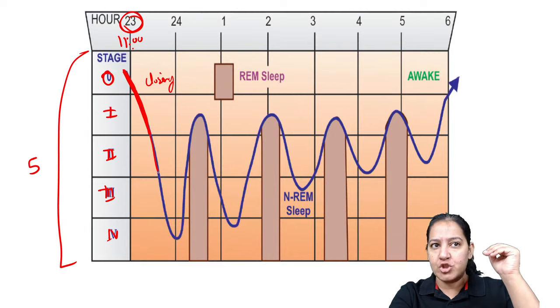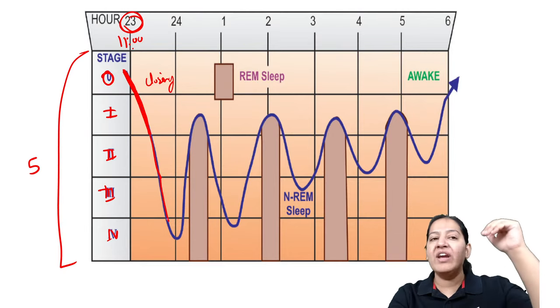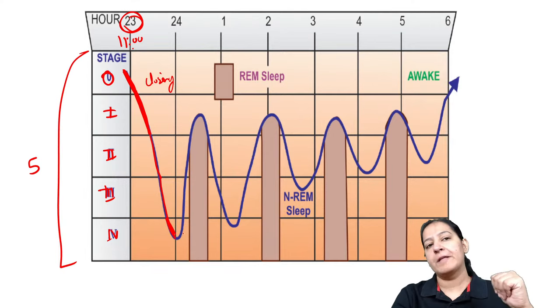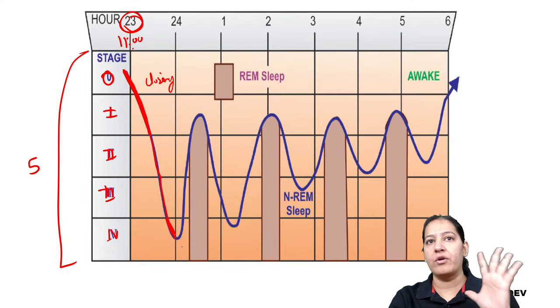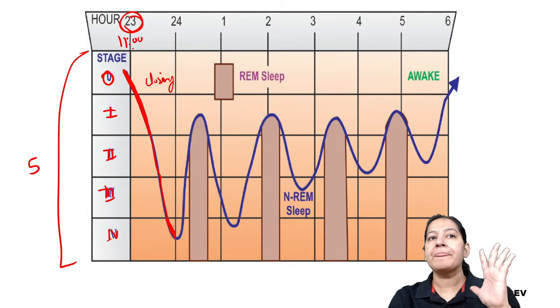Gradually, we go into stage two. Then we go into stage three. And we go into the deepest stage, stage four. So finally, we go into stage four, right? These are the steps in the non-REM.